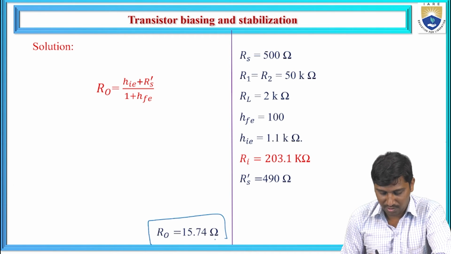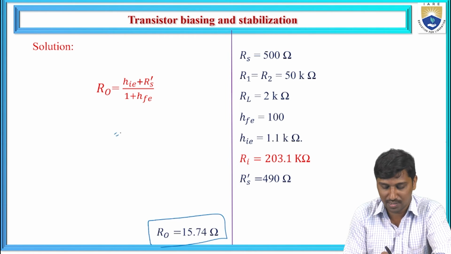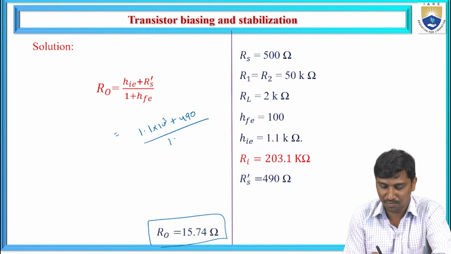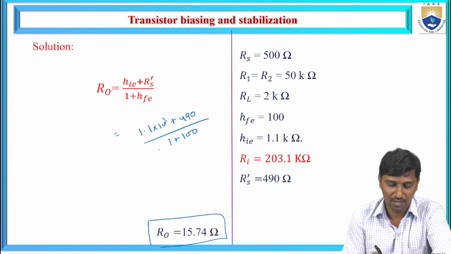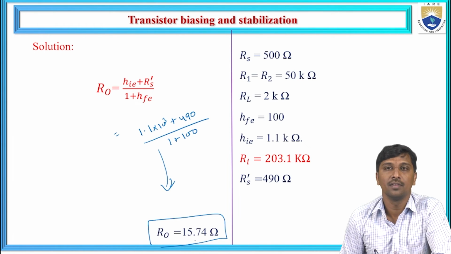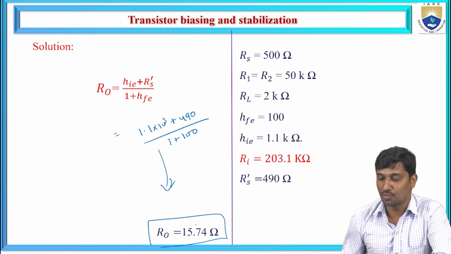The hie value is 1.1 kilo ohms plus Rs dash, which we observe is 490, divided by 1 plus hfe value, which is 100. Simplifying this ratio gives that the output resistance is 15.74 ohms.